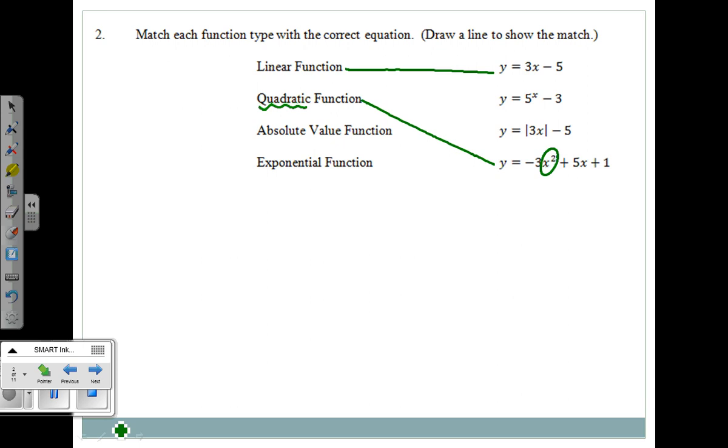Absolute value function, well, that's easy to spot because we have the absolute value symbols right there. And then finally, for the exponential function, it's left over, but you know it's exponential because x is the exponent, so it's exponential.